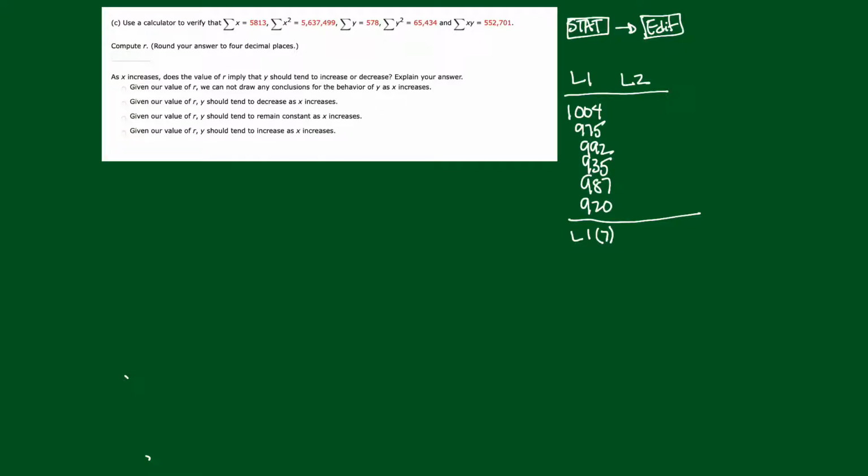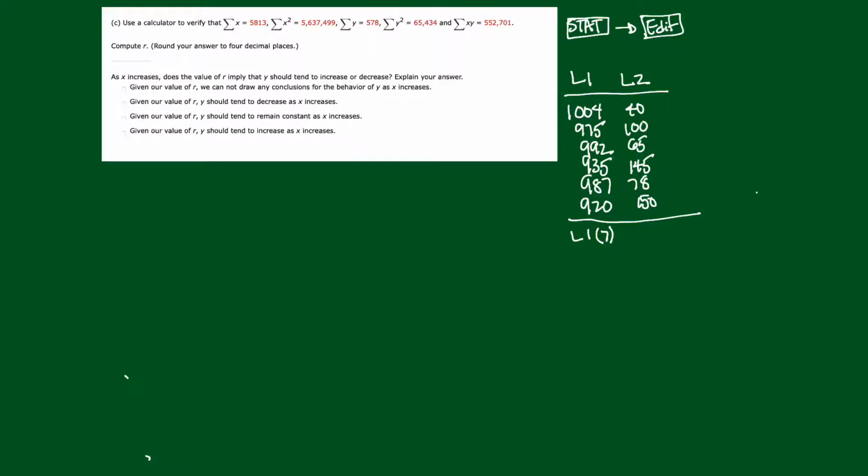Now arrow over to list 2, and I'll read these numbers off for you. It's 40, 100, 65, 145, 78, and 150.